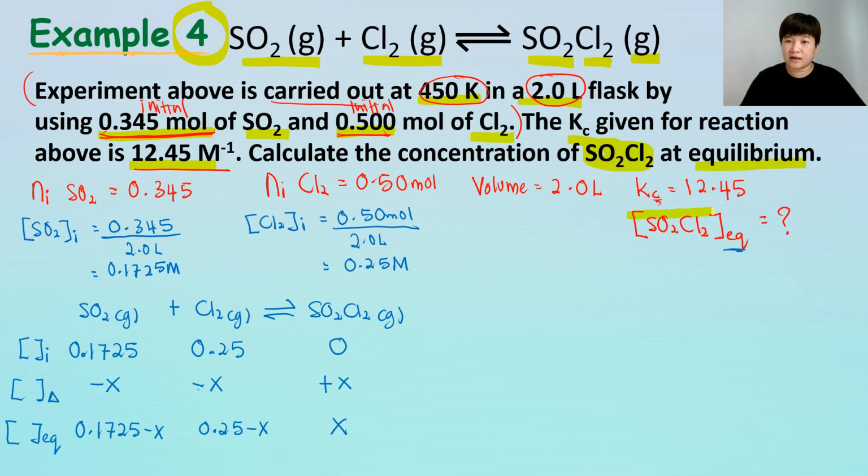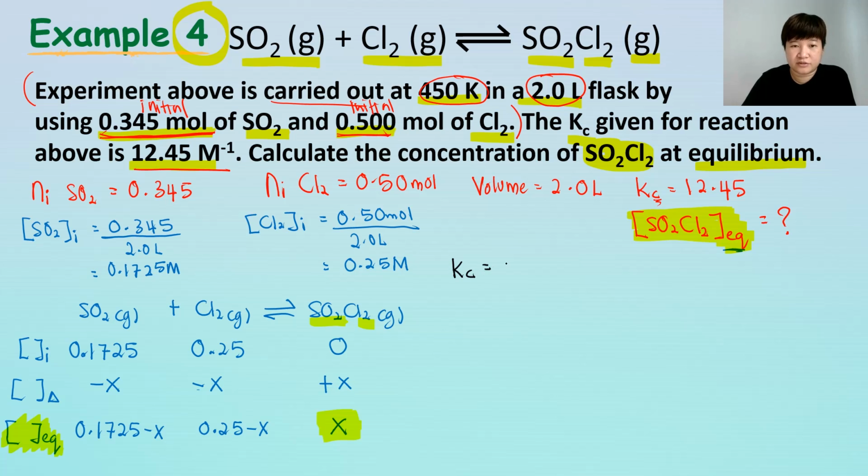And the question is asking for the concentration of SO2Cl2 at equilibrium. In other words, what are we looking for? We are looking for this, the concentration of SO2Cl2 at equilibrium. In other words, you are looking for the X. So how do we find the X? As always, Kp or Kc. So the question over here is Kc. Write the formula of Kc.